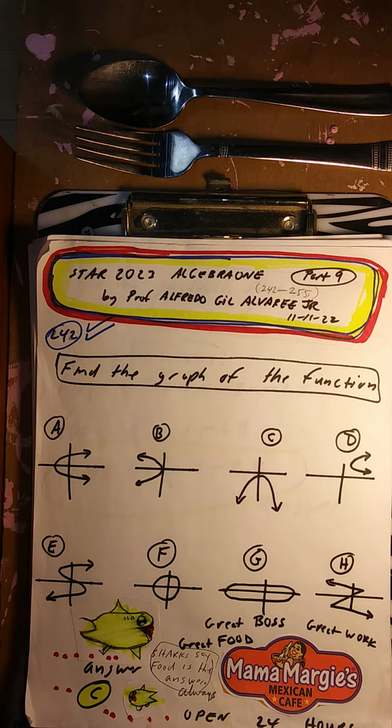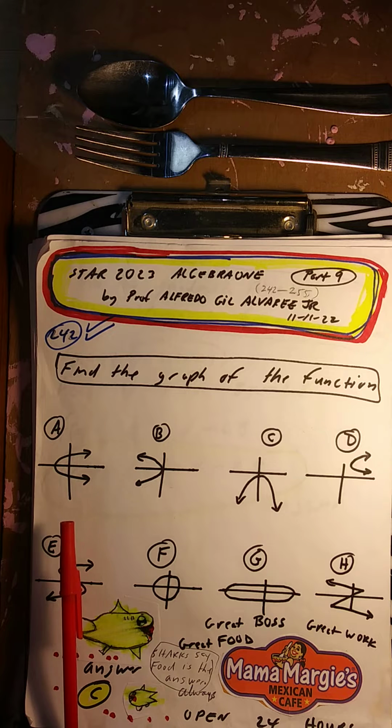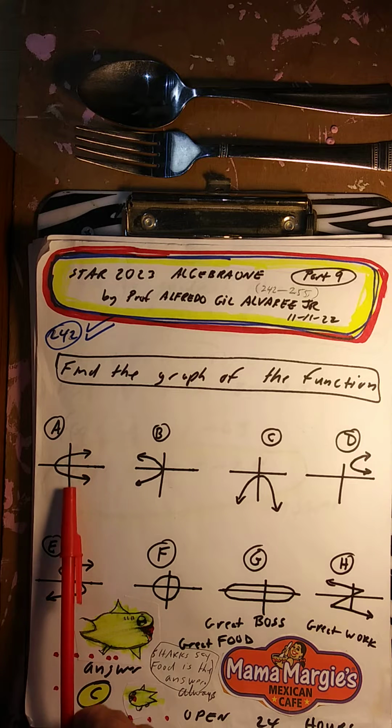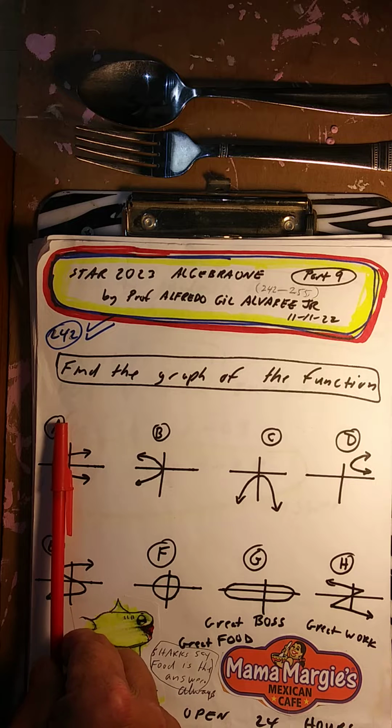Alright, so now go from there. Find the graph of the function. Wow, they all look good, huh? Alright, easy way to do: vertical line test. If you draw a line up and down and you hit it more than once, it's not a function.